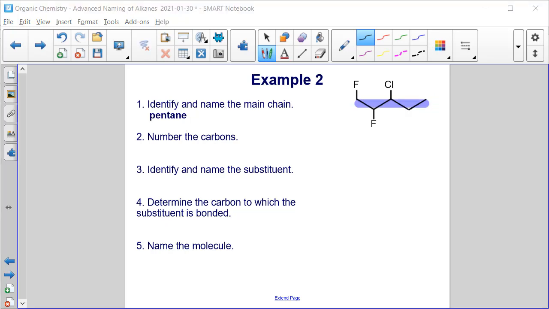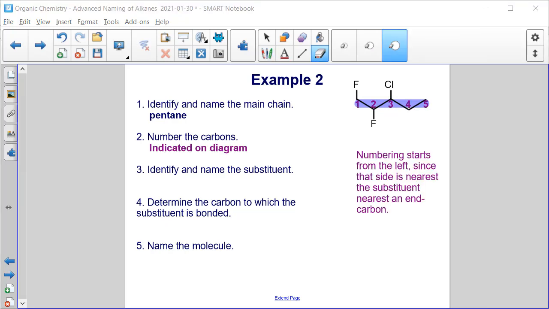Once we've identified the main chain, we've got to number the carbons, and this one's pretty easy because the fluorine here is on the end carbon, so we've got to start there. So 1, 2, 3, 4, 5. So the numbering starts from the left since that side is nearest the substituent, nearest that end carbon.